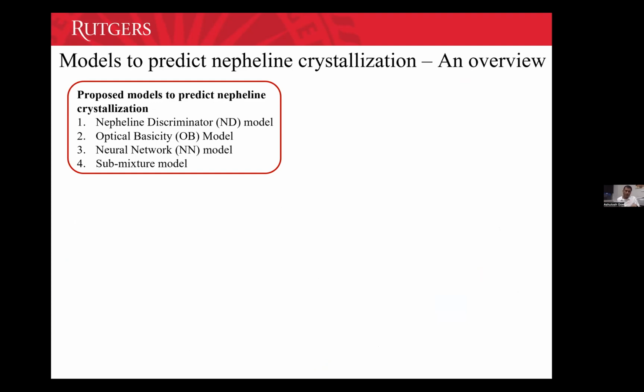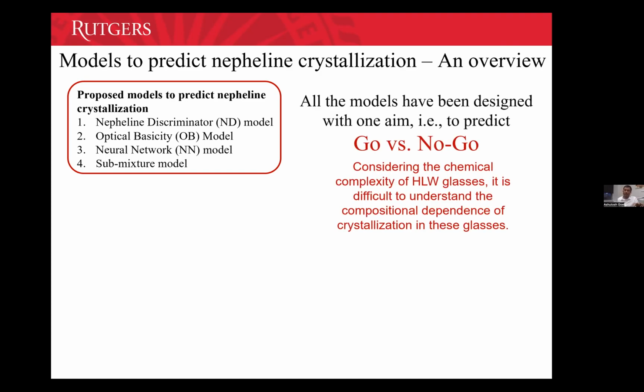Now the problem with these models is, they work for a good chunk of compositions, but all of these models are empirical in nature, right? They have been based on data, like machine learning. Machine learning is all about data, nothing else, right? So similarly, these models are empirical models based on data. When they are not based on science, they do not tell you what is going on. Why is this model making this prediction? What it tells you is just whether it's a go or a no-go, whether it will form nepheline or it will not form nepheline, right?